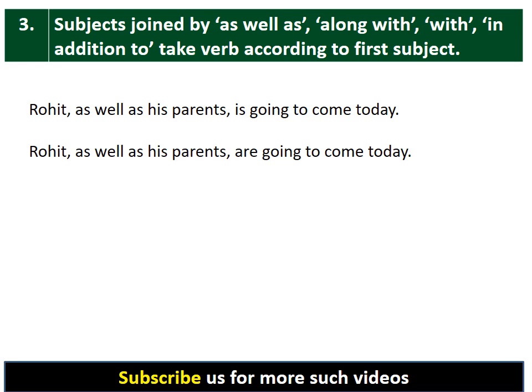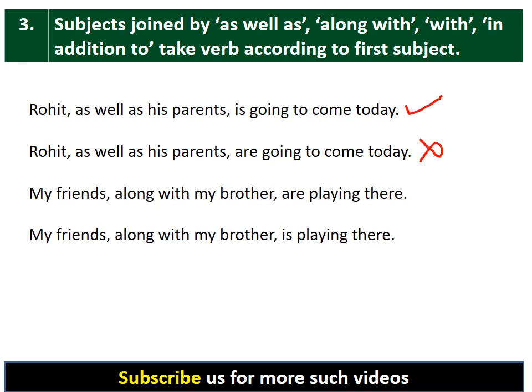Already you know that the first subject is the primary subject here, according to which you will use the verb. Rohit is the primary subject. Therefore, with Rohit, we should use is. We shouldn't use are. Hence, Rohit is going to come today is correct. Rohit as well as his parents is going to come today is correct. The second one is wrong.